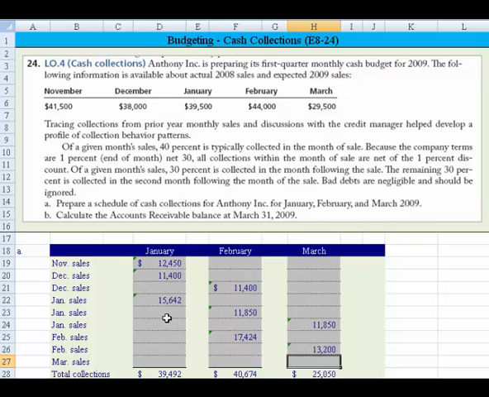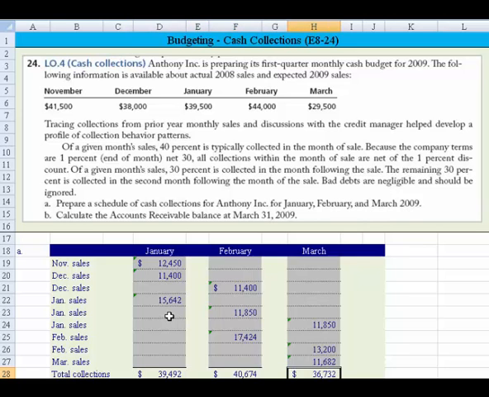Okay, and then finally March we have the exact same pattern occurring. We are going to take 29,500 of sales in March times 99%, and then multiply that times 40%. Okay, you can see my formula as I'm entering it. And from there, we've derived the total collections.